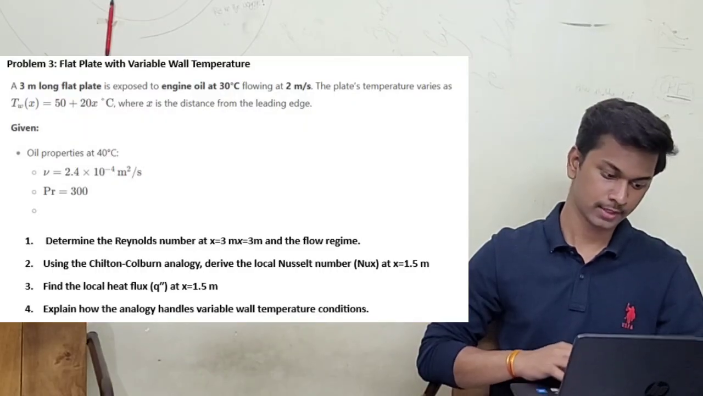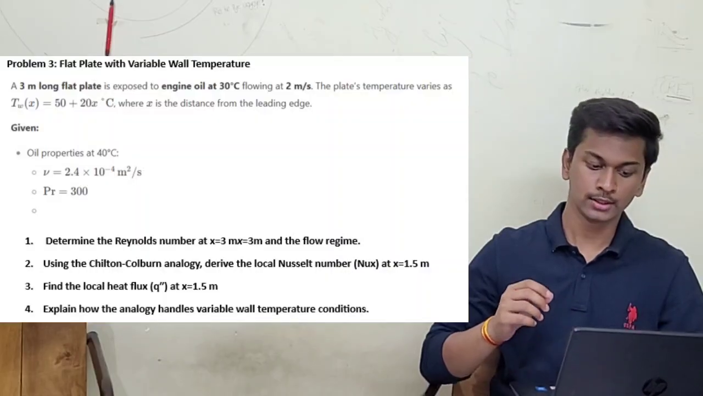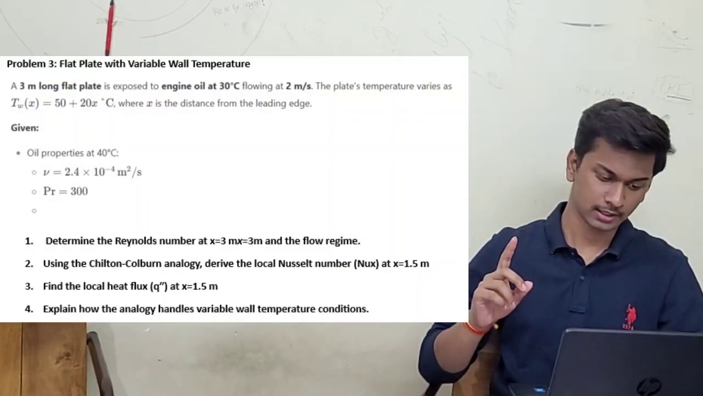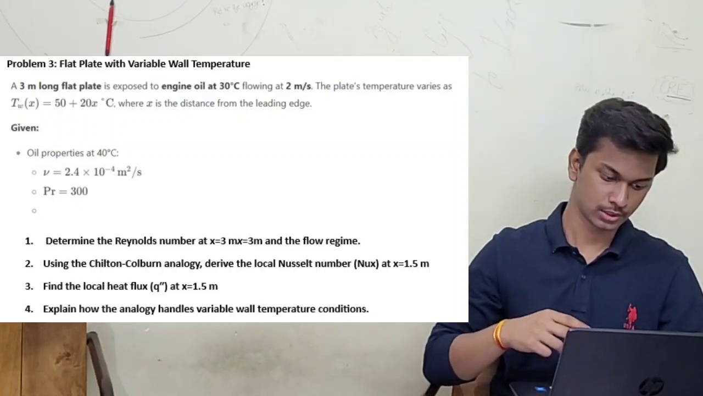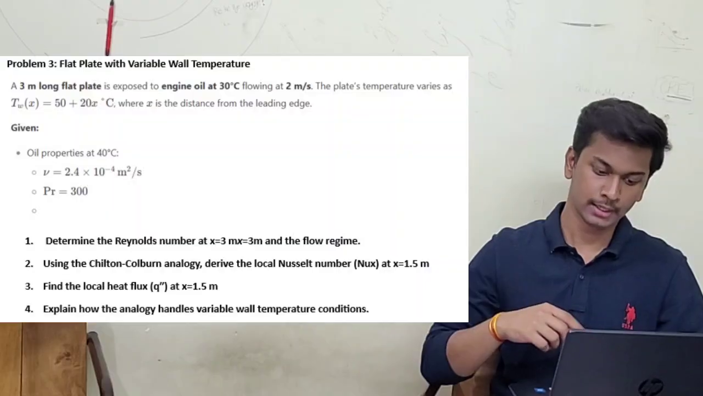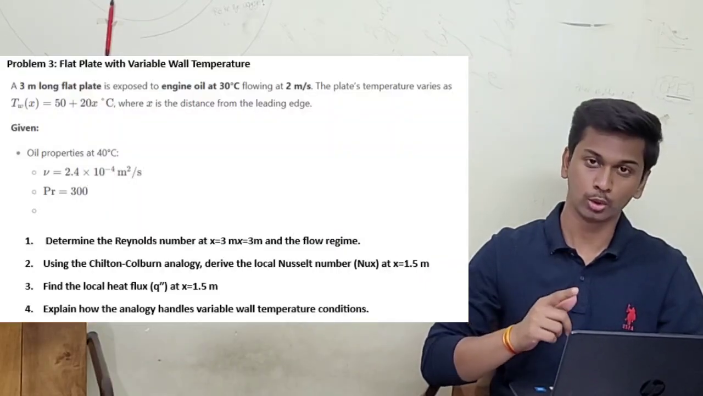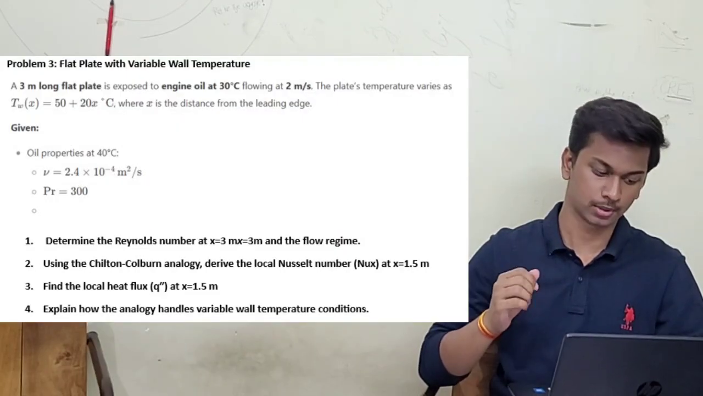In the first part, it is said to determine the Reynolds number at x = 3 meter and the flow regime. It's similar to what we calculated in part A of question 1. Now, part B of this question: using the Chilton-Colburn analogy, derive the local Nusselt number at x = 1.5 meter. Note, we have to calculate the local Nusselt number and not the average Nusselt number.